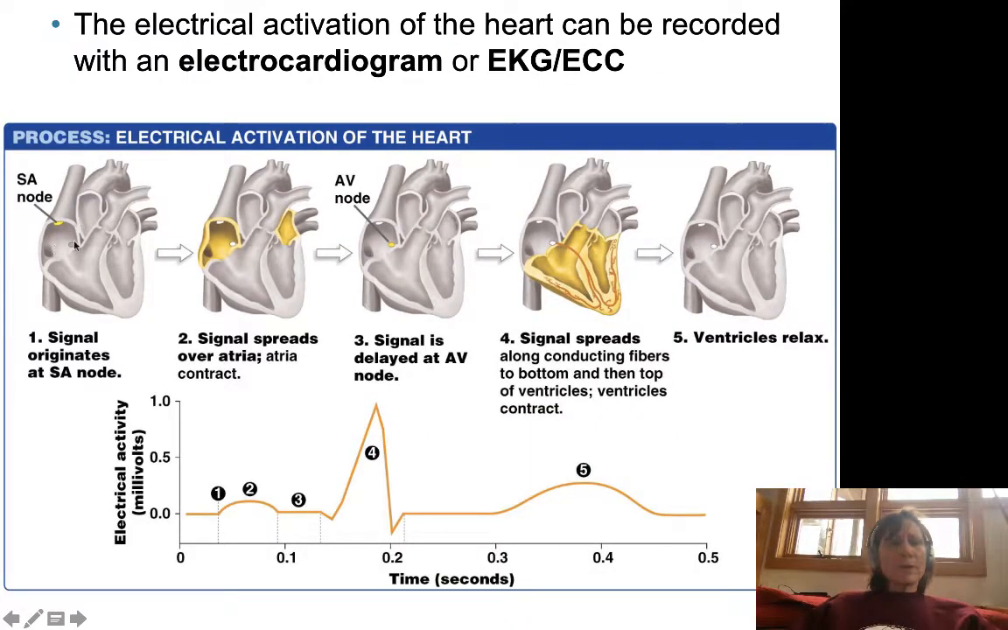So the electrical current is going to be initiated here in the SA node, and when it fires, what it's going to do is cause both of the atria to contract at the same time. So it's a coordinated thing. And so when the atria contract, blood is going to then be forced through those valves into the ventricle. And in this case, again, we're talking about a four-chambered heart, so it's going to go into both sides of the ventricle.